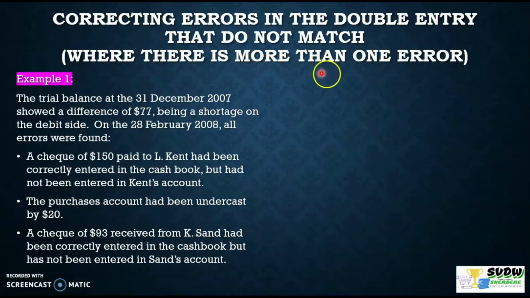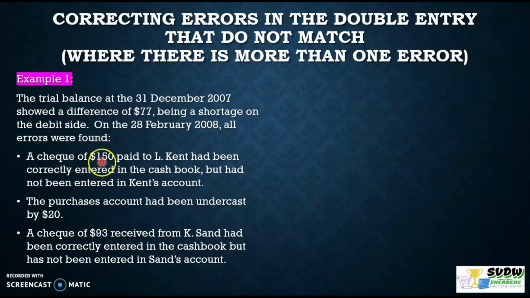Now, when there are more than one entry, that's a lot more than just what we did previously. So the trial balance at the 31st of December 2007 showed a difference of $77, being a shortage on the debit side. So let's think about it. If it was short on the debit side, which side would you put it on in the suspense account? Right, the debit side. On the 28th of February 2008, all errors were found. So we found the errors a few months later.